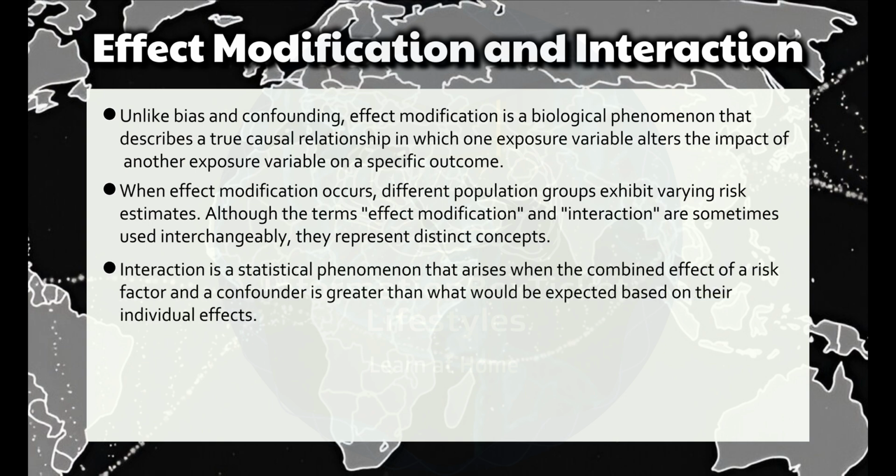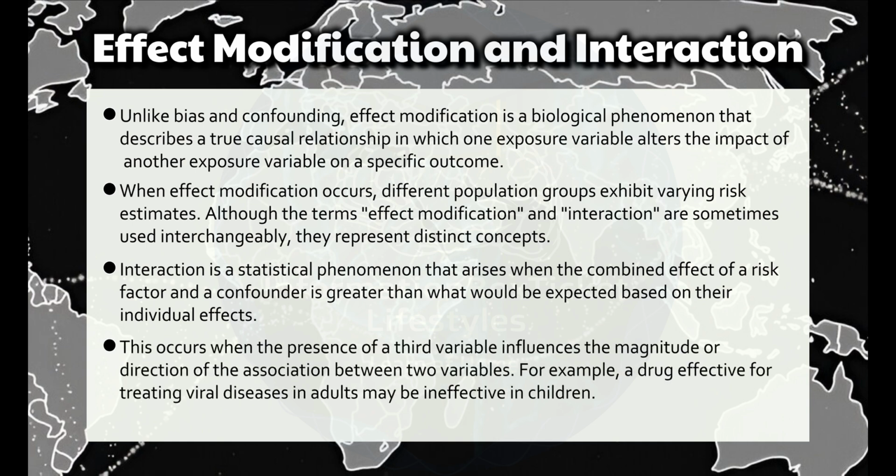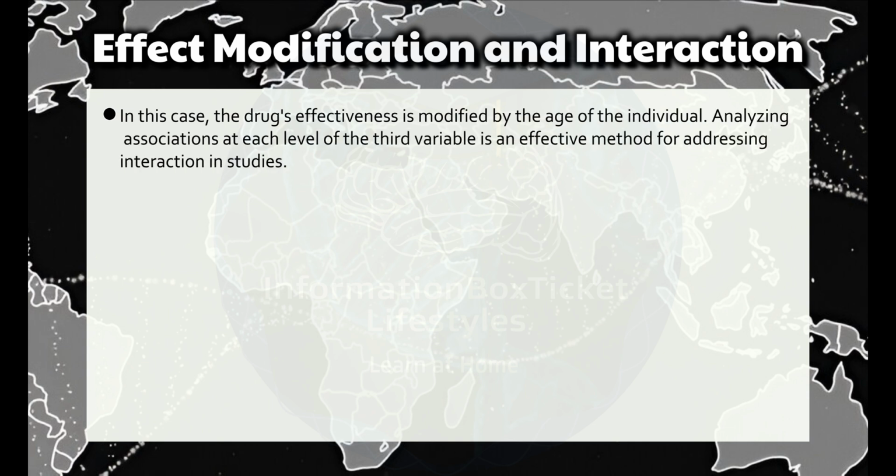Interaction is a statistical phenomenon that arises when the combined effect of a risk factor and a confounder is greater than what would be expected based on their individual effects. This occurs when the presence of a third variable influences the magnitude or direction of the association between two variables. For example, a drug effective for treating viral diseases in adults may be ineffective in children. In this case, the drug's effectiveness is modified by the age of the individual. Analyzing associations at each level of the third variable is an effective method for addressing interaction in studies.